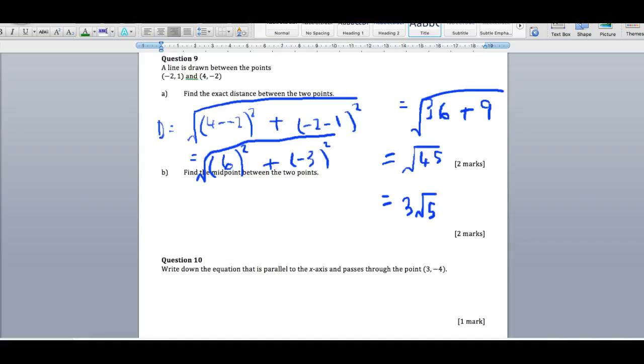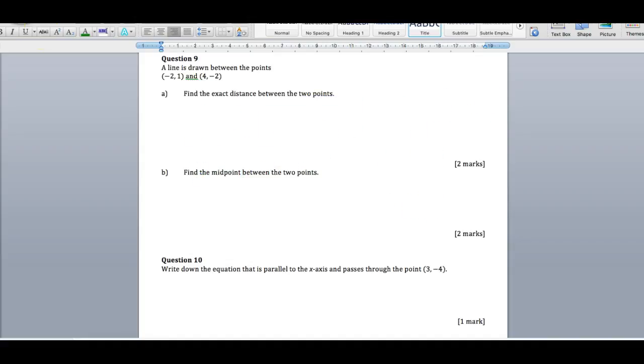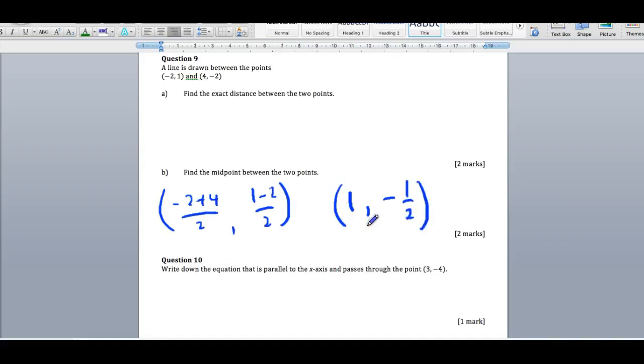That's a good test of my memory of surds too, but I'm pretty sure it's 3 root 5. All right, find the midpoint between the 2 points. So we add our x's together. Again, it doesn't matter which one comes first. 1 minus 2 over 2. So we have -2 plus 4 is 2, so 2 on 2 is 1. And 1 minus 2 is negative, so that's a -1/2. Okay, so there's your midpoint between the 2 points.